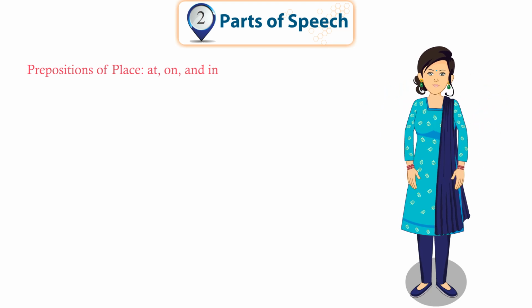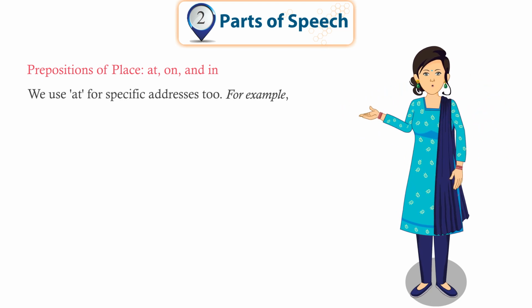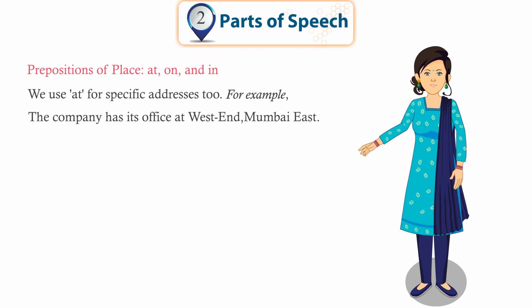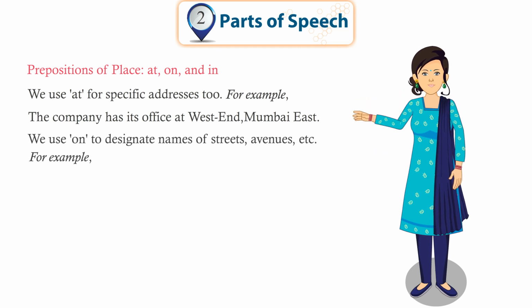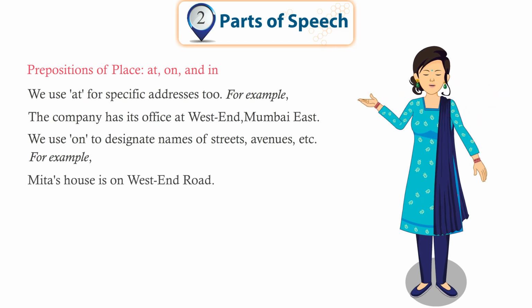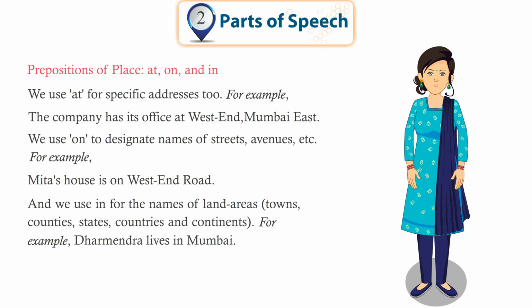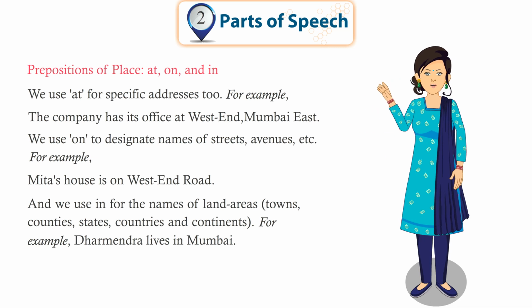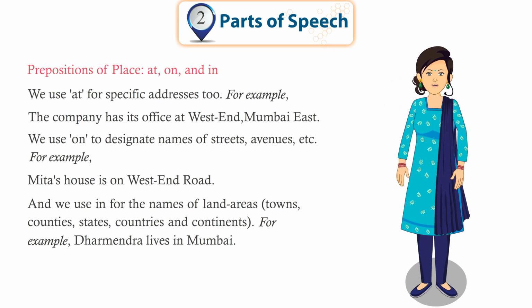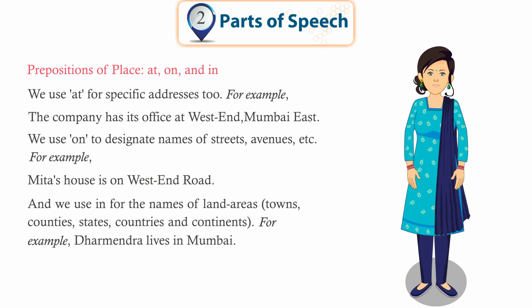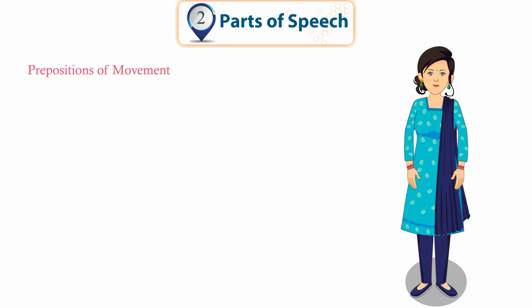Prepositions of place: at, on, and in. We use at for specific addresses too. For example, the company has its office at West End, Mumbai East. We use on to designate names of streets, avenues, etc. For example, Meeta's house is on West End Road. And we use in for the names of land, areas, towns, counties, states, countries, and continents. For example, Dharmendra lives in Mumbai.